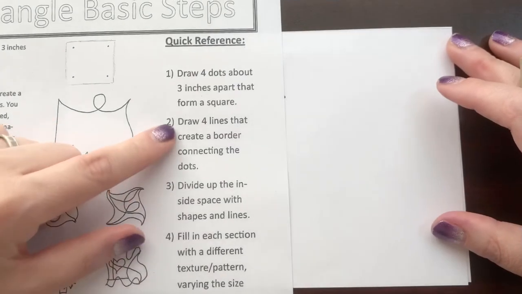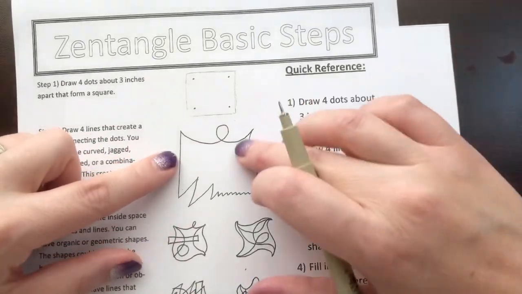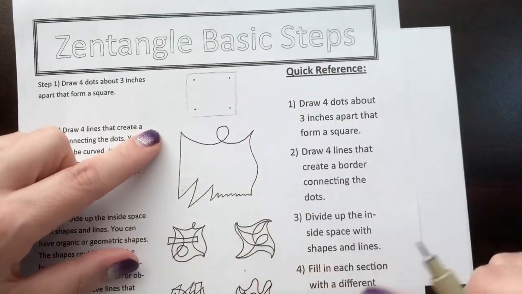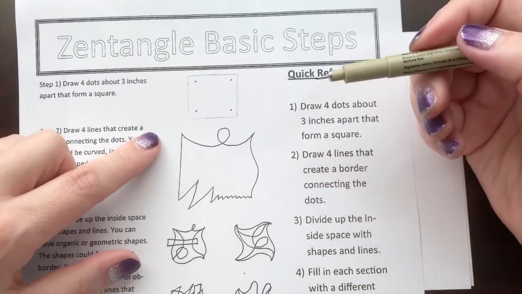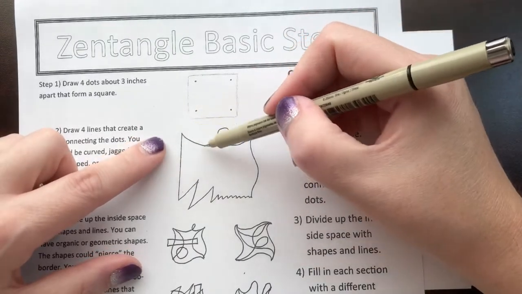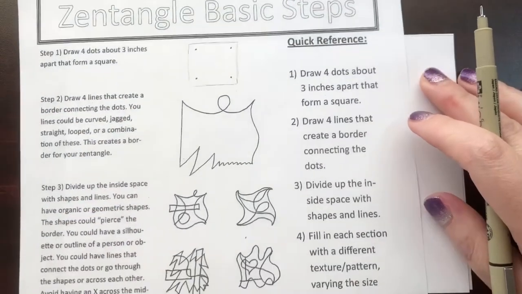Now the next part on here is draw 4 lines that create a border connecting the dots. So I've shown different kinds of ways that you can do it. Now you can just do straight lines all the way around and just make a square, but that one's going to be the least interesting. But you can make loops, you can make waves, you can make zigzags, however you want.